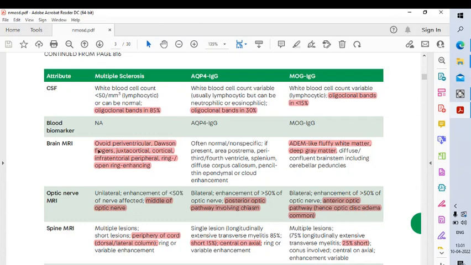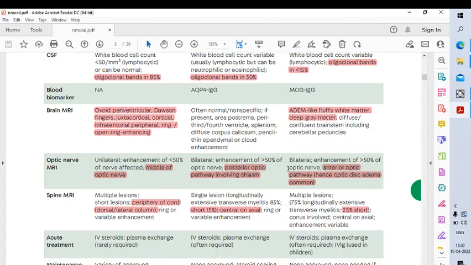Now, brain MRI. Typical multiple sclerosis lesions are ovoid, periventricular, Dawson's fingers, juxtacortical, cortical, infratentorial, peripheral, and open ring enhancing. Whereas in aquaporin 4, the MRI brain can be normal. But if it is area postrema syndrome, then you see area postrema, peri third and fourth ventricle, splenium of the corpus callosum, pencil-thin ependymal or cloud-like enhancement. And in MOG, MRI brain shows ADEM-like fluffy white matter, deep gray matter, and diffuse confluent brainstem lesions including cerebellar peduncles.